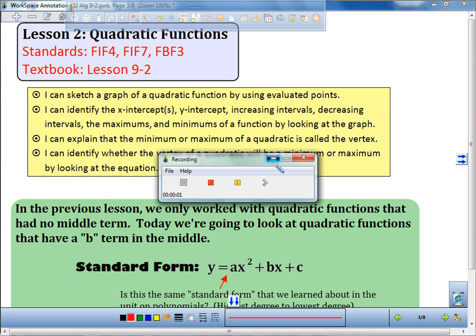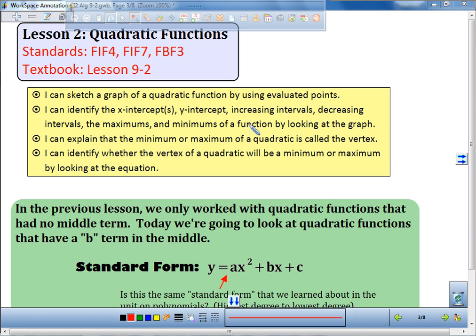Okay, here's lesson 2 today. We are going to look more at quadratic functions, and we're going to be working with standard form again. And remember, standard form is highest exponent to lowest exponent of variables. And again, you see this ax squared plus bx plus c. We're going to use this a lot with quadratics this unit.